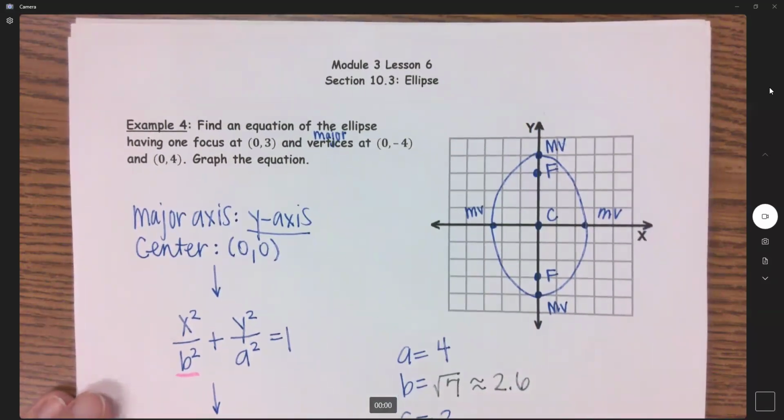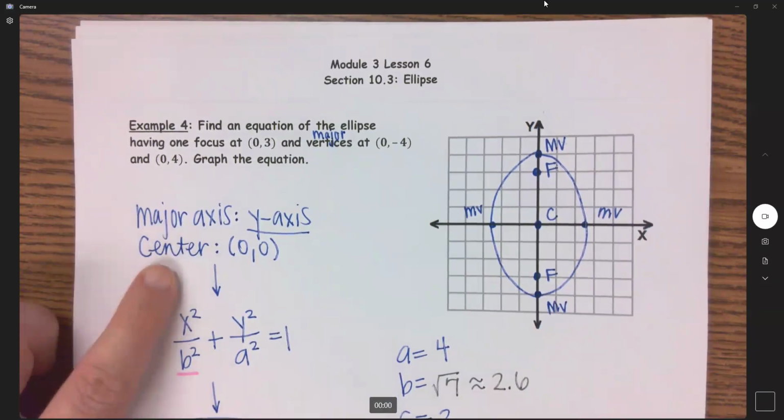Starting next video, we're going to start shifting these. They're not going to be centered at the origin anymore.